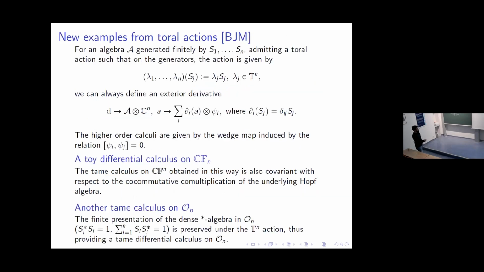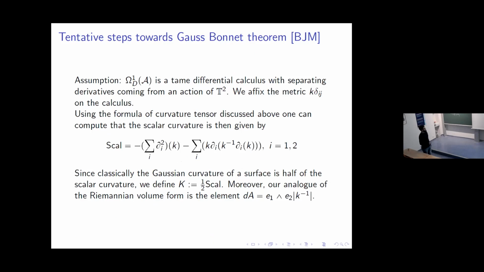Let me just go back. Over here, by separating derivatives, we mean that A is mapped to something like this. We fix the metric k delta ij on the calculus, that is a conformal deformation of the diagonal metric. Using this formula, for any algebra A, the scalar curvature is given by the following expression. Since classically the Gaussian curvature of a surface is half of the scalar curvature, we very blindly define capital K as the following. Our naive analog of the Riemannian volume form is the element in the space of 2 forms given by this.